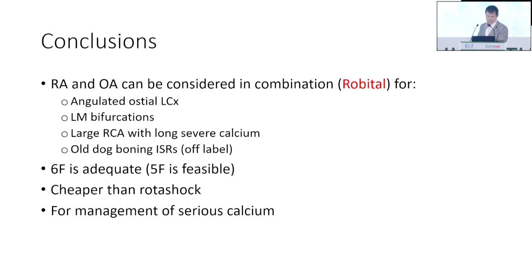And also can be used in all diffuse ISR. A recent publication from Henry Ford from Kalala Swat showed that orbital is also safe in a series of 50 cases of diffuse calcified ISR. Any questions?